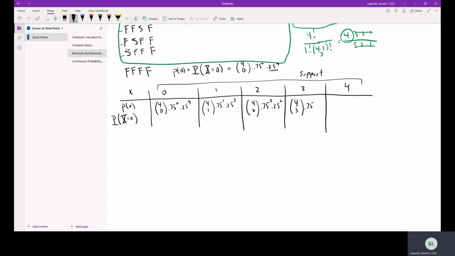I'm just doing it sort of in reverse because I think we started at 4 and we worked our way backwards, but now we're going the other way. So this would be 4 choose 3, 0.75 to the third, 0.25 to the 1, and then finally 4 choose 4, 0.75 to the 4th, 0.25 to the 0. Okay.